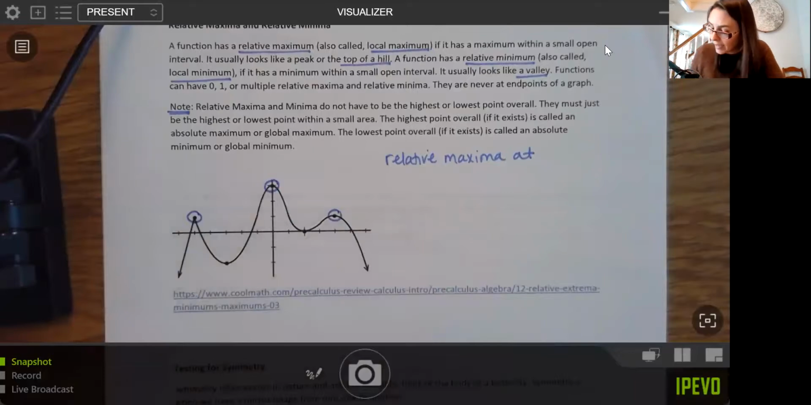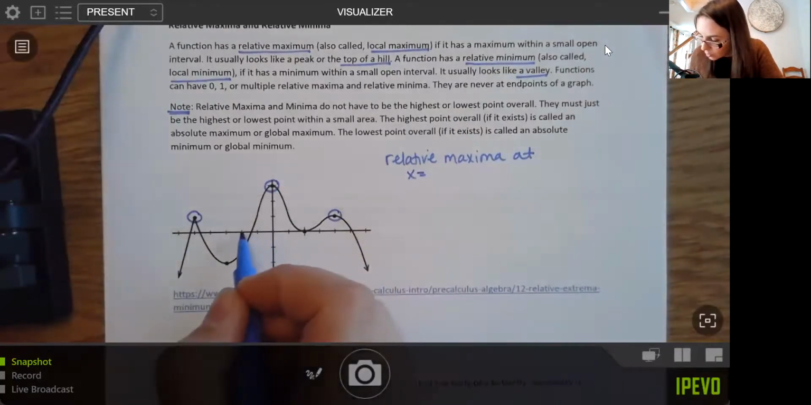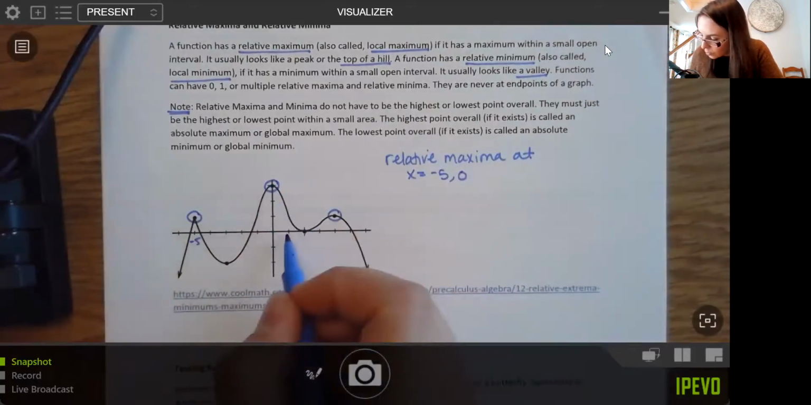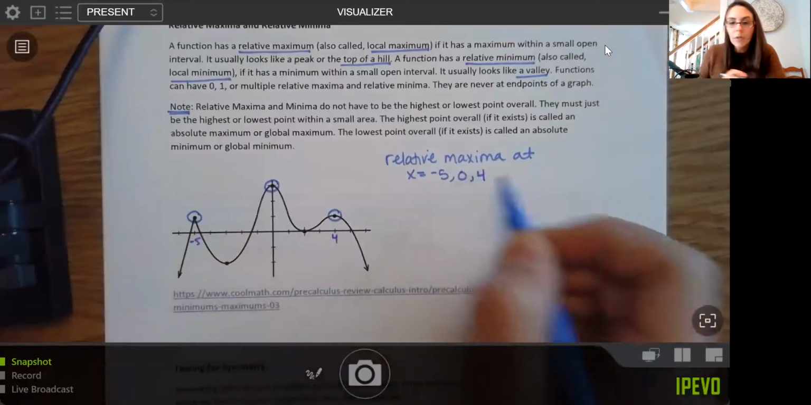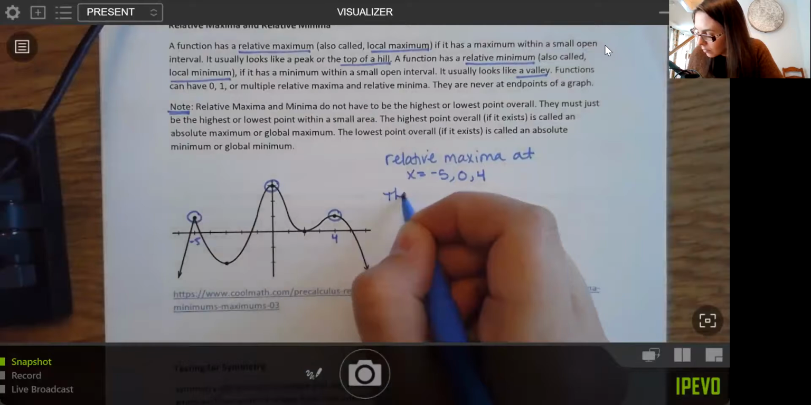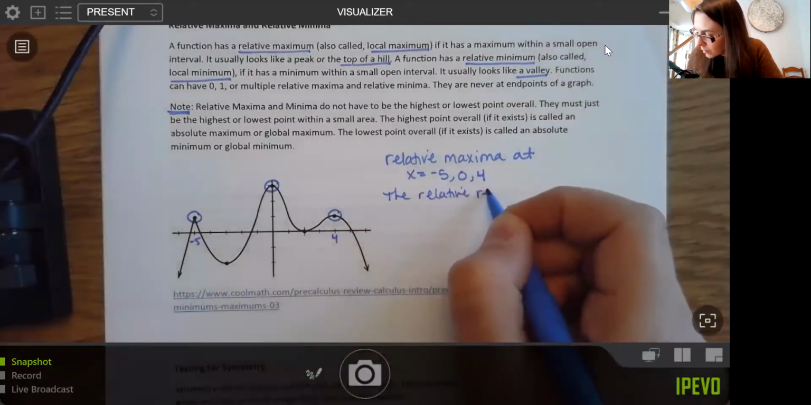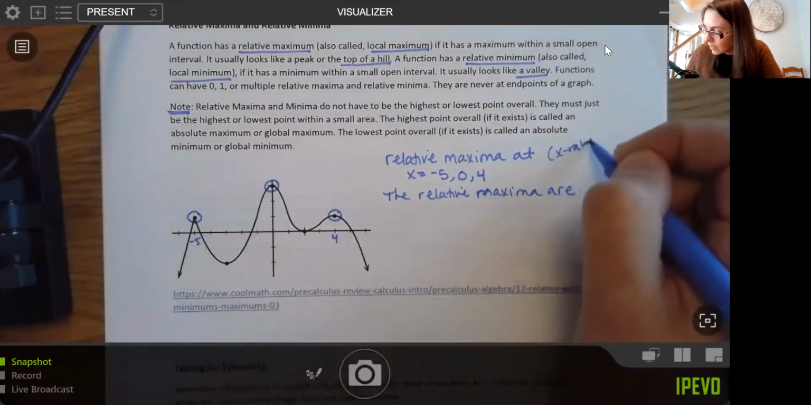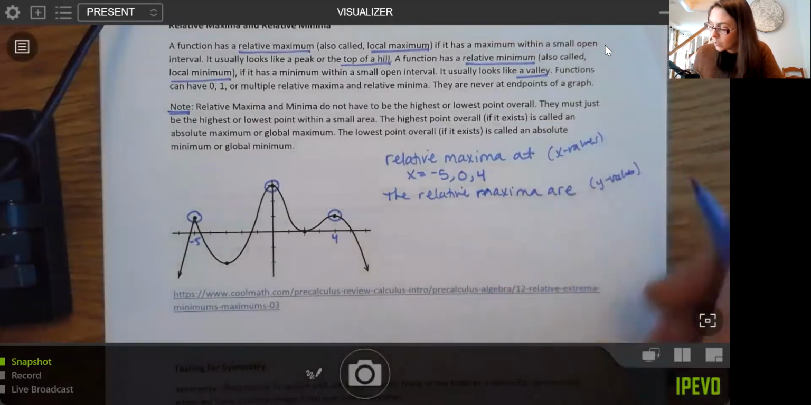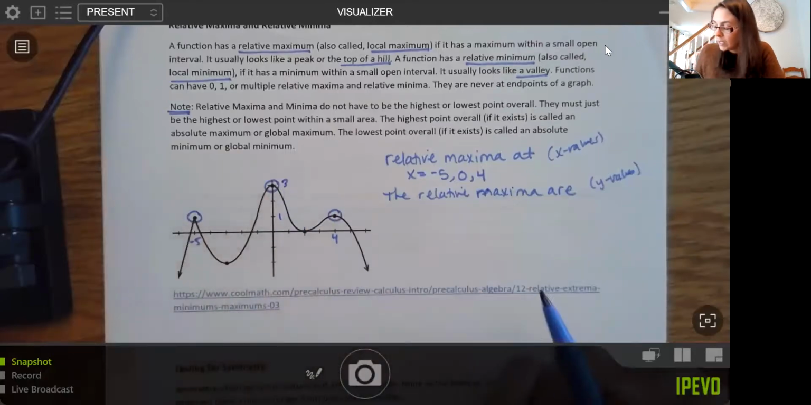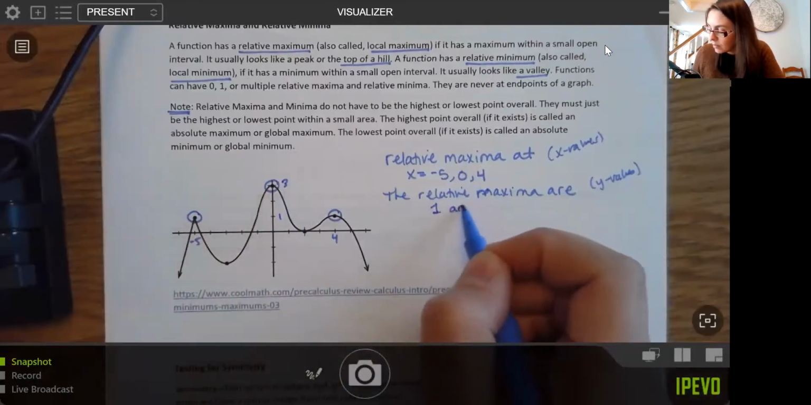So we have relative maxima at x equals -5, at x equals 0, and at 4. So we can say there are relative maxima at x equals -5, 0, and 4. We could also say the relative maxima are, so this refers to your x values, and this typically refers to your y values. So here our y value is 1. This one is at 3, and this one is also 1. So the relative maxima are 1 and 3.